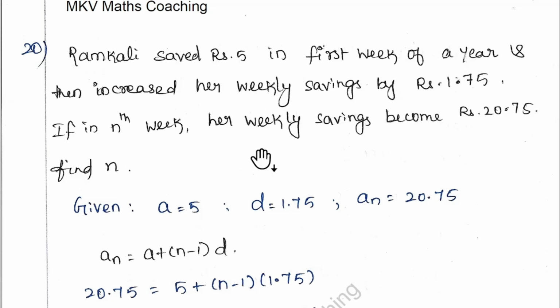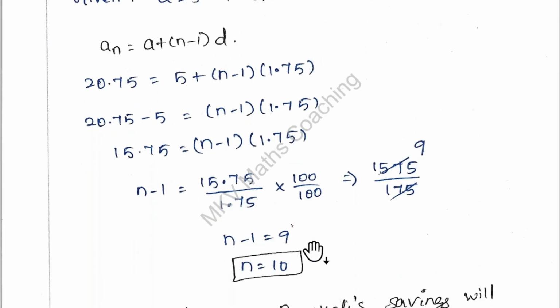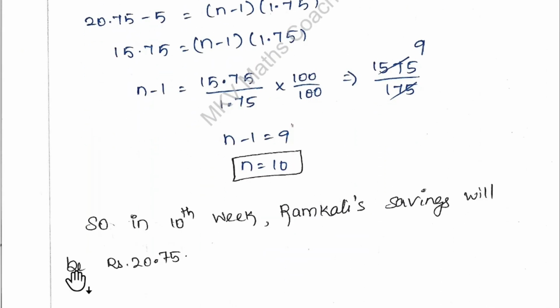And if in the nth week our weekly savings becomes 20 rupees 0.75 paise, right? So nth week means this is AN, right? So in the nth week the amount I'm getting is 20.75, which is AN. So you need to find the N. So just substitute in the AN formula, you will get the N value directly, N as 10. So in the 10th week Ramkali's savings will be 20 rupees 0.75.